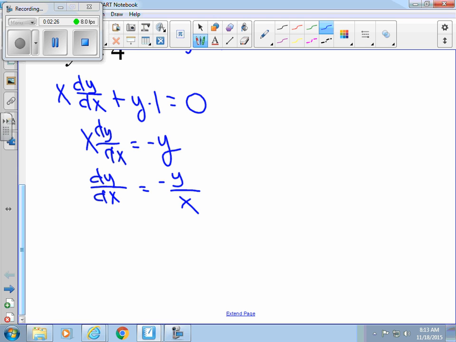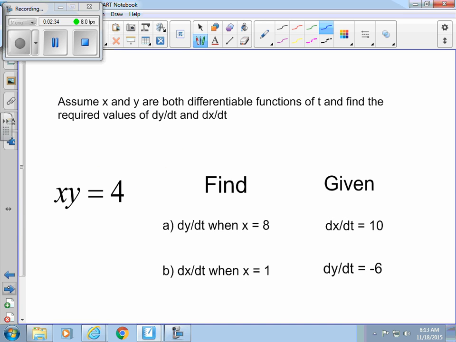This skill is going to come in handy today with the word problem types that we're going to be doing today. Pull those in. Today we're going to be looking at a special type of word problem called related rates. A related rate problem is one where there are two rates that are related somehow.